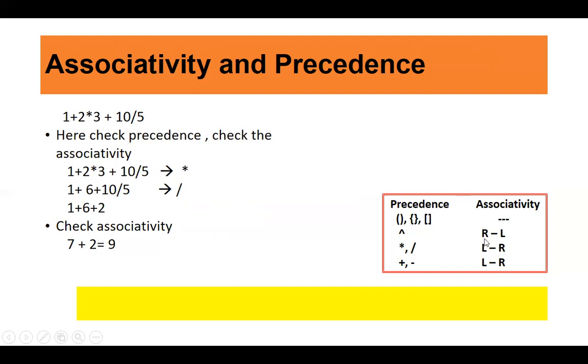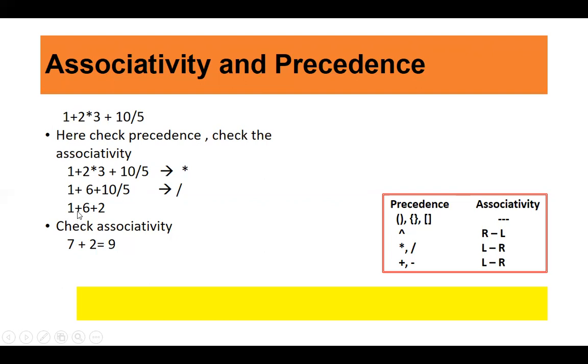Now associativity is from left to right. So you evaluate it from left to right, and whichever comes first, you evaluate first. When you move from left to right, what comes first is the multiplication, so you carry out the multiplication first. So in 1 plus 2 into 3, 2 into 3 is 6. And as you go further, you get the division. So you carry out the division and you get 1 plus 6 plus 2.